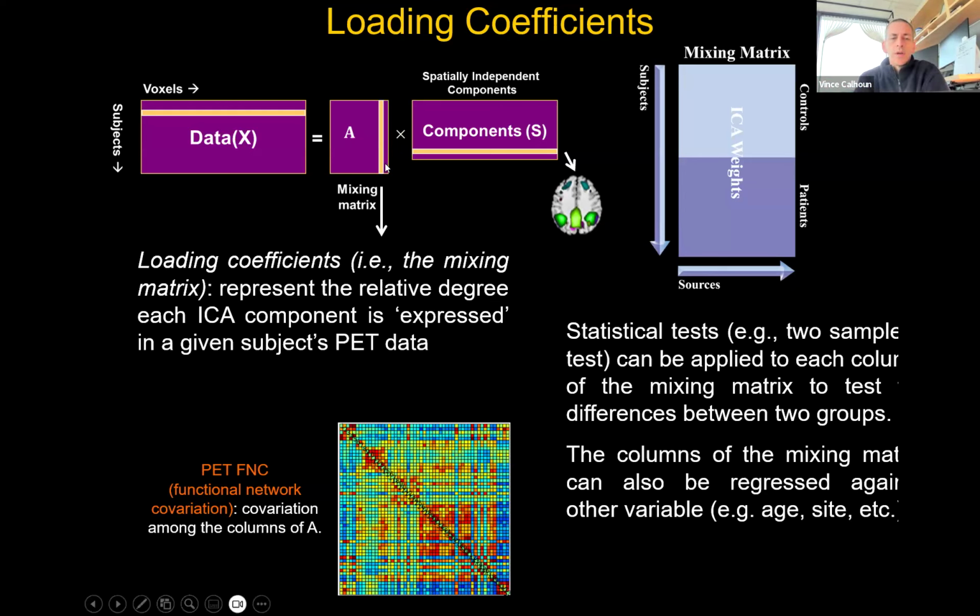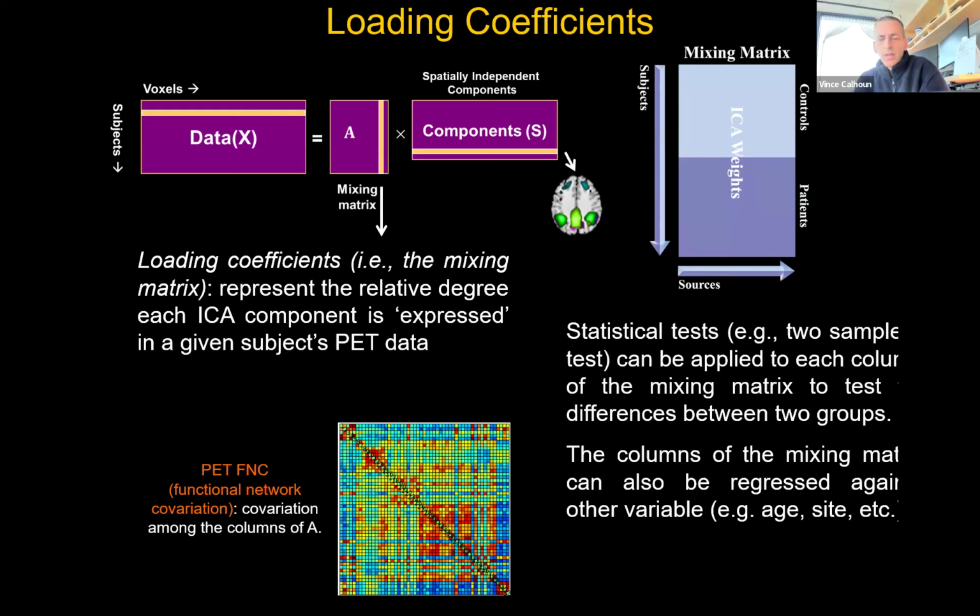We can take those loading parameters and do statistical tests on them. For example, if we have a 2-group study, we can organize the data like this, and then for each component, test for differences in the loading parameter values between controls and patients. You could do that with a 2-sample t-test, you can do regression, you can do any statistical model you would like on these parameters.